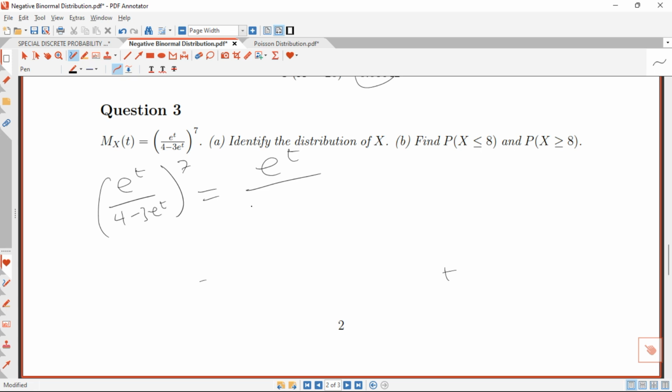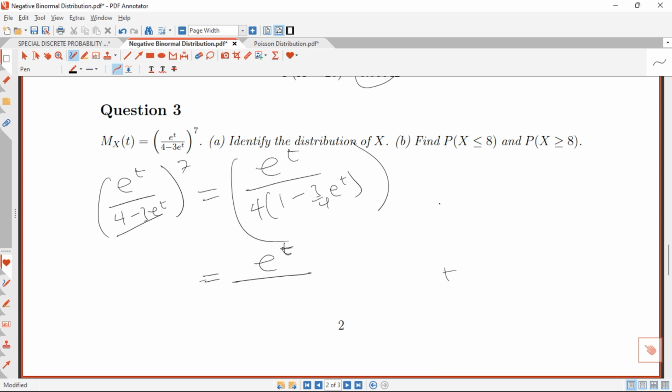We have to simplify the 1 minus 3 divided by 4 e raised to the power t, so that when you multiply through by 4, we are going to get this denominator. Okay, and then this one will be equal to e raised to the power t, all divided by e raised to the power t, all divided by that.